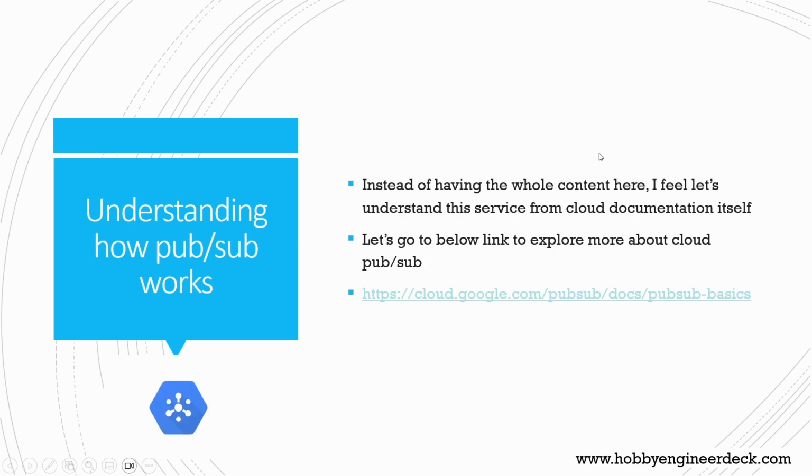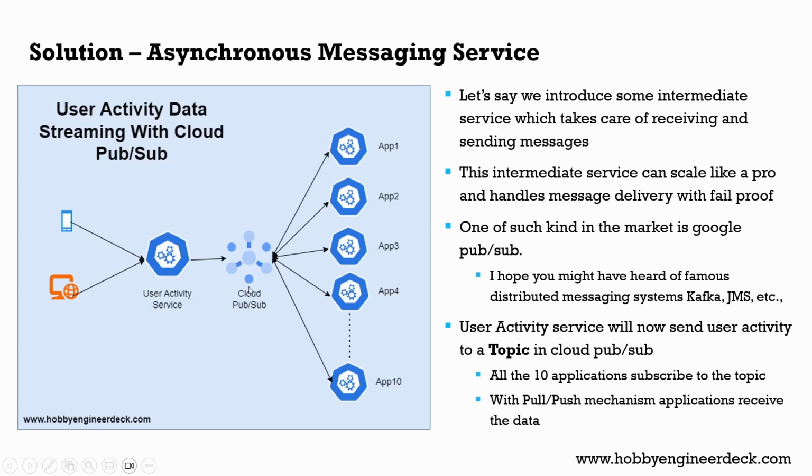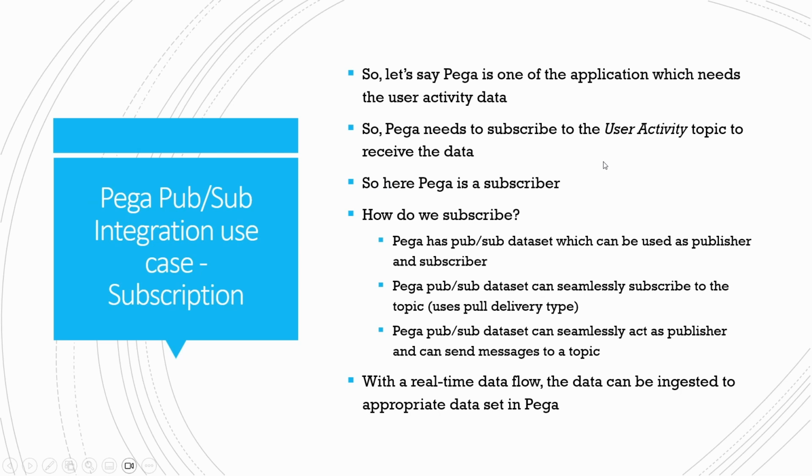So there is a topic created already in the Cloud PubSub. We will create a topic called user activity, and to that particular user activity topic, we need to create a subscription, and we have to connect our subscriber. Who is our subscriber? Pega, to that particular subscription. Basically, we need to subscribe to that particular topic via a subscription. So here Pega is a subscriber. But how do we actually subscribe? For that we will have to create a PubSub dataset.